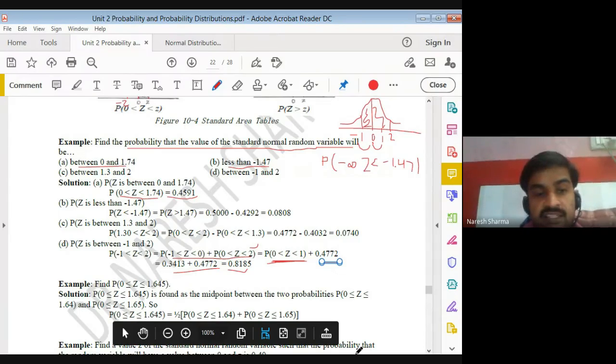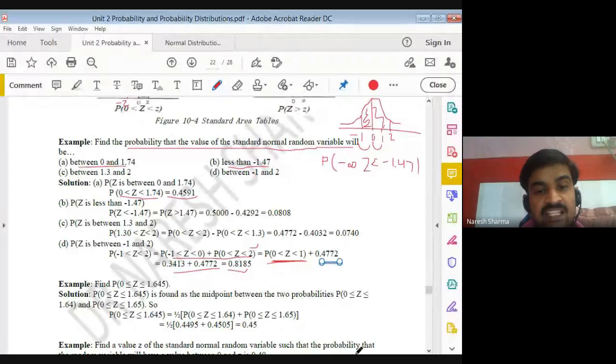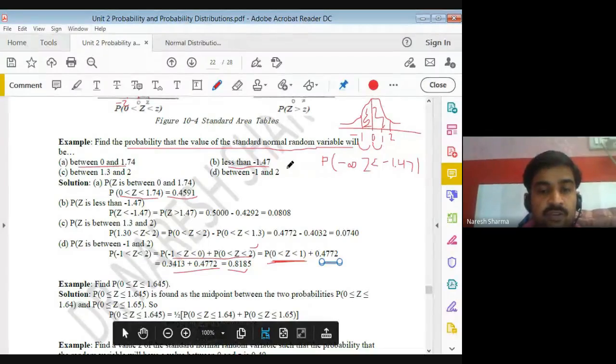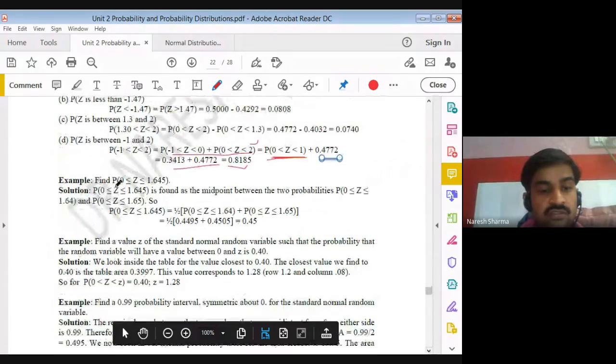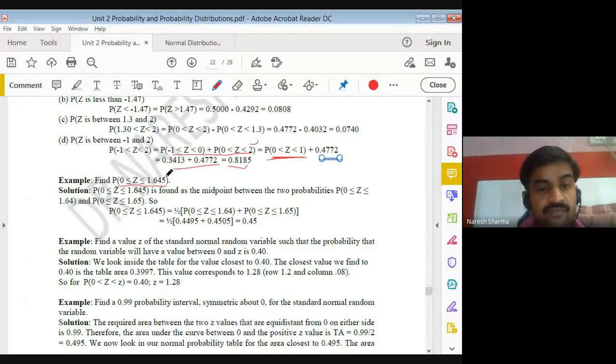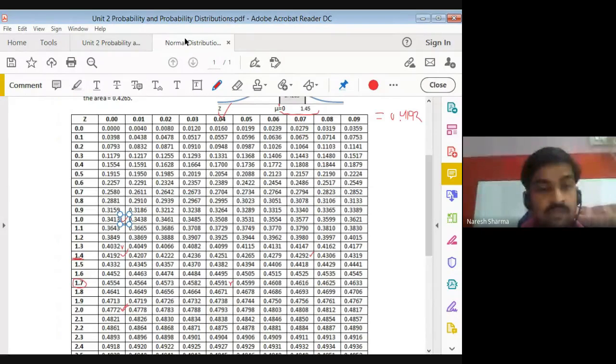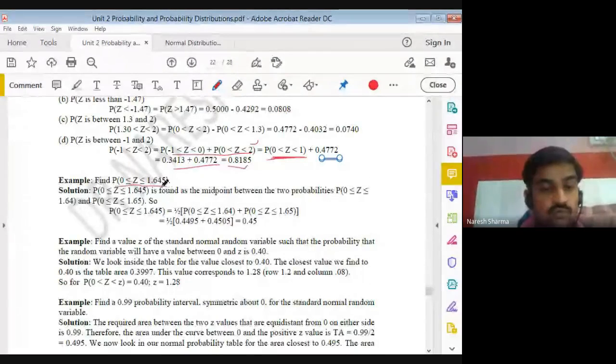So in this example we discussed from 0 to a, minus infinity to a, a to b, and minus a to plus b. So all these four possible cases we discussed here. One more thing is possible. If we see the value here, 1.645, this table is up to 2 decimals only, right? So if we have 3 decimals, what do we do?